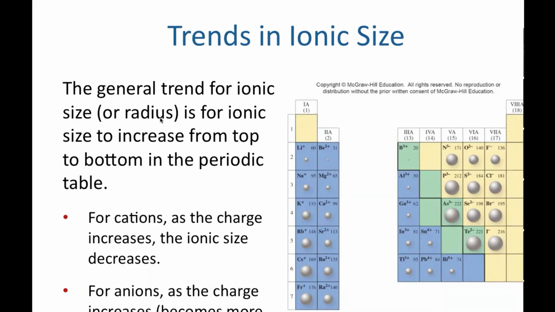We can practice these. The general trend for ionic size is for ions to increase from top to bottom. I guess that's our trend. And then there's kind of this lopsided half trend, right? If I look at a given period, for cations, as the charge increases, the ion size decreases. For anions, as the charge decreases, becomes more negative, the ion size increases. So the fluoride is -1, oxide -2, nitride -3. Nitride is going to be much bigger than fluoride and oxide. Okay, so that's the basic idea.